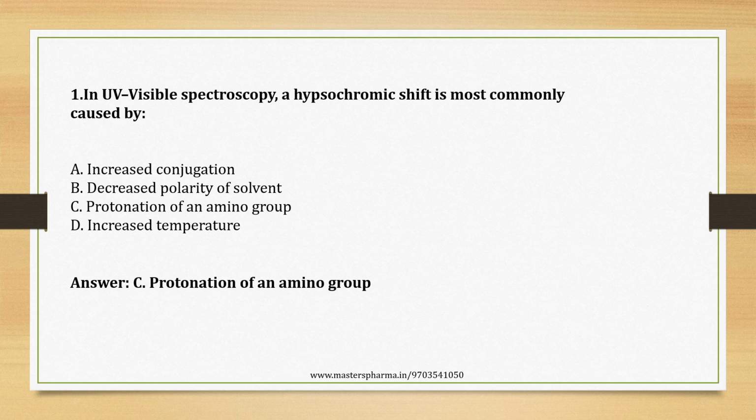Option B is incorrect because for most transitions, increased solvent polarity gives a bathochromic shift, and decreased polarity does not typically cause a strong hypsochromic shift compared to structural changes. Option D is incorrect because increased temperature affects band broadening, not the wavelength position in a consistent or meaningful way. So the correct option is protonation of an amino group.